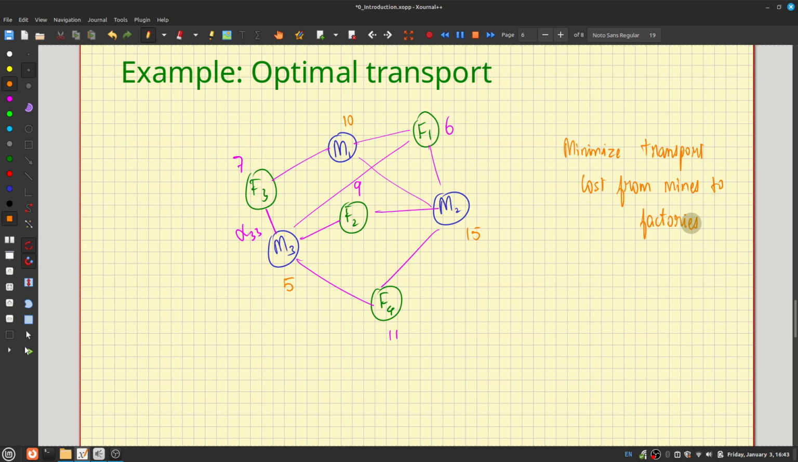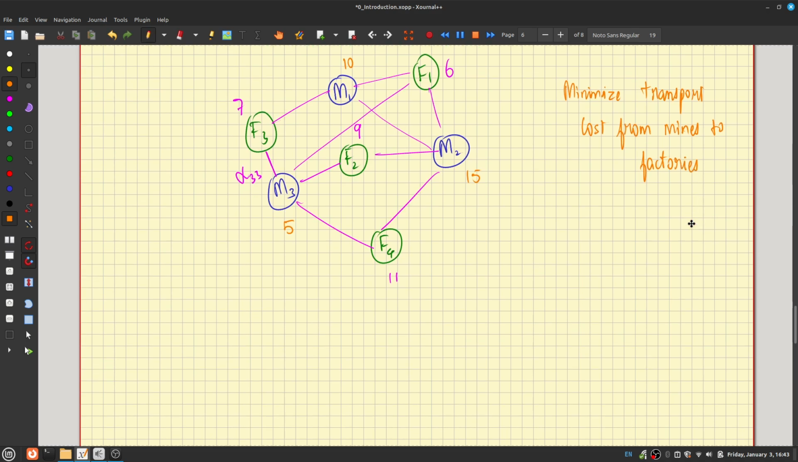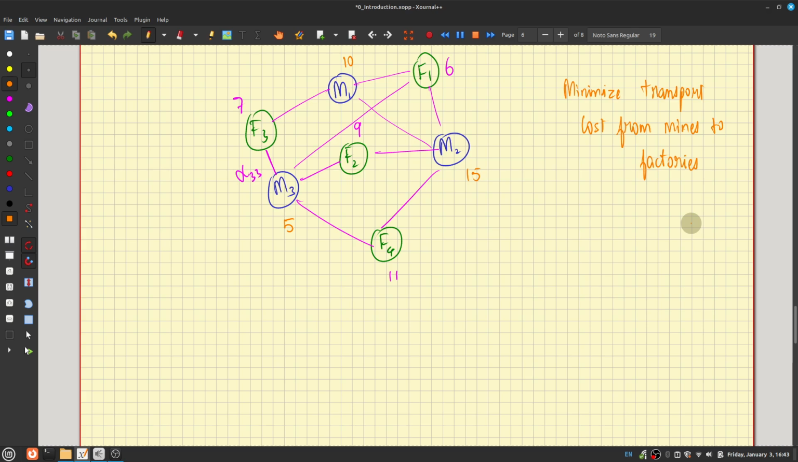Now, again, I'm talking about mines and factories, but this could be a number of other problems. It could be that I'm generating electricity, I have a number of cities to deliver to, and I want to find out what is the cost that is involved in order to, let's say, lay electrical lines from these power plants to these cities. So a number of different problems can be posed in the same sort of framework. Okay, so that's the cost that is involved.